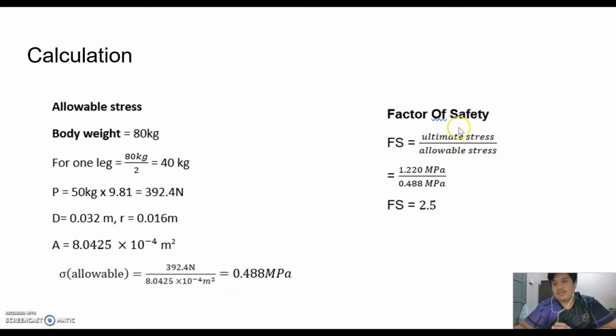Lastly is the factor of safety. The formula for the factor of safety is ultimate stress over allowable stress. We have both the ultimate and the allowable stress, which is 1.22 over 0.488. Then we get the factor of safety equal to 2.5.